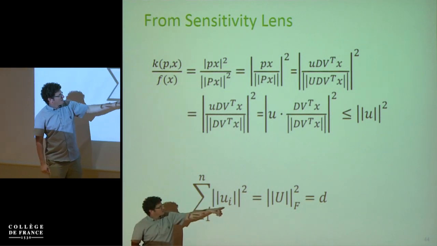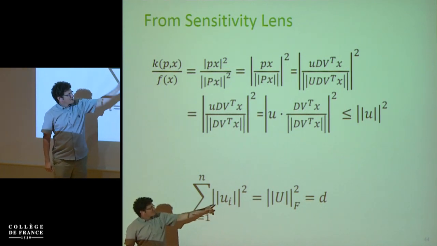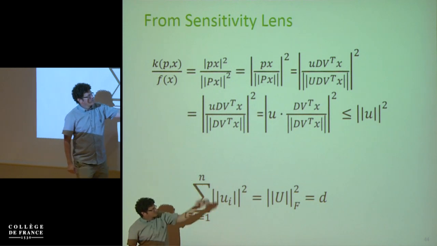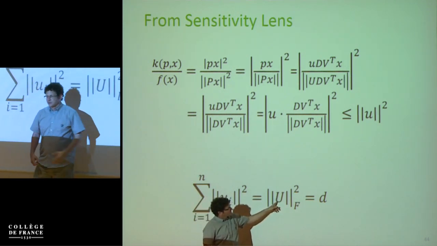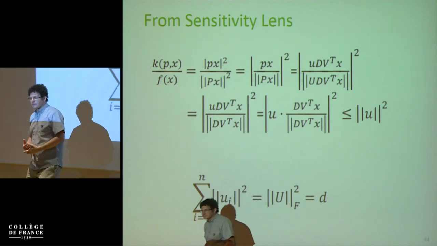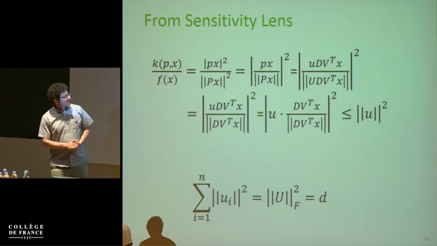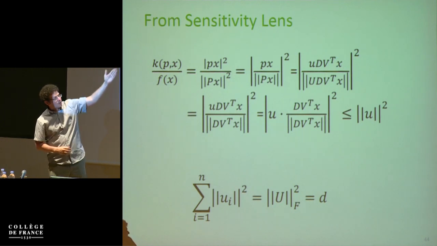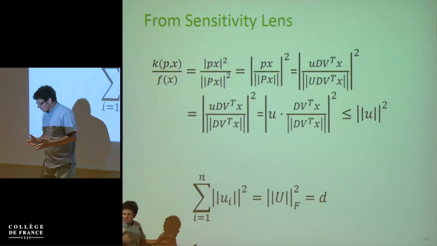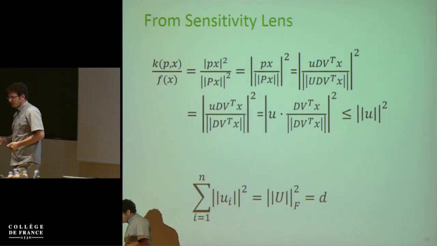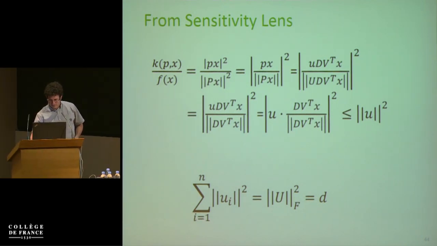Why is this small? Because the sum of squared u_i is just the sum of squared columns of U. The sum of squared columns of U is just d. So the total sensitivity is d. We just need to sample something like a polynomial in d points divided by epsilon squared according to this probability. This is well known, but it works unfortunately only for square distances because of the beautiful properties of the SVD.